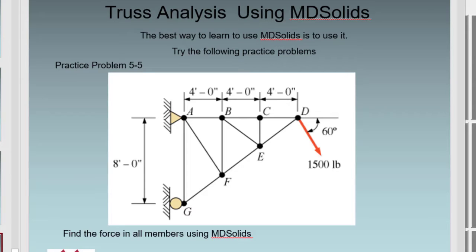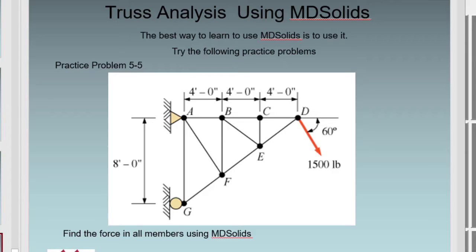Now let's take a look at practice problem 5-5. I've included this because it's not quite as straightforward as the previous practice problems. For one thing, there's no dimension on two of these pins, pin E and pin F. You have to figure out where that grid spacing actually should be. And then a second complication is that the 1,500-pound load is at an angle of 60 degrees.